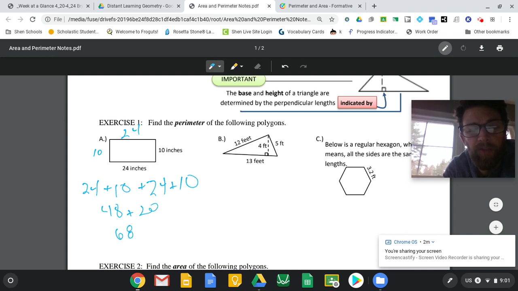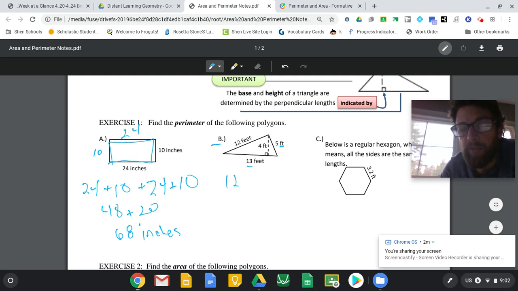And the question is 68 what? 68 inches. That is the distance around this rectangle. Now, if we move over to the triangle, you'll see there's 4 numbers on there. 12, 13, 5, and 4. 4 is not part of the perimeter because 4 is not the length of a side.